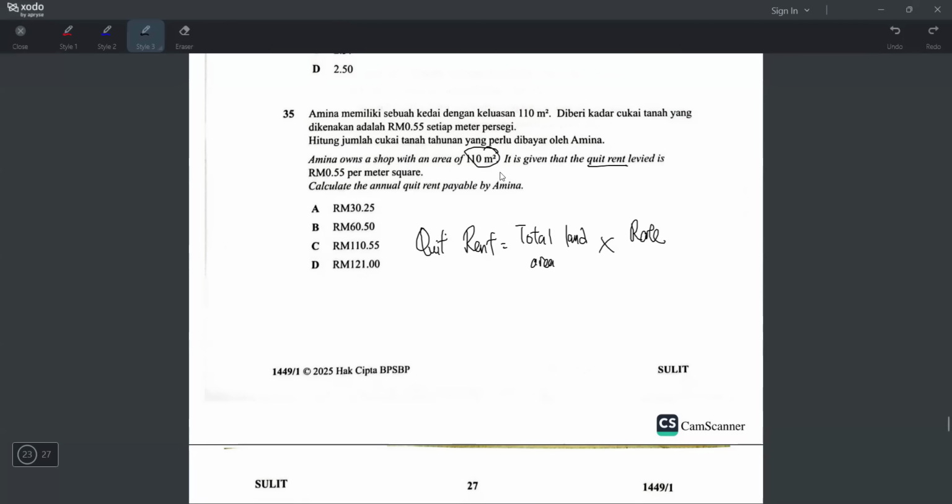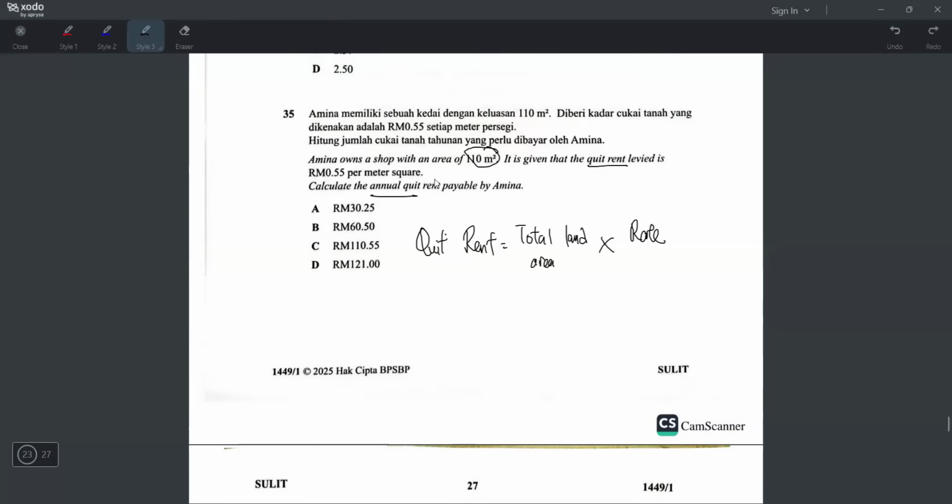The rate. So they already give you the area is 110 meter square, and then the quit rent levy is, this is the rate lah, RM 0.55 per meter square. Per meter square means like kalau 1 meter square you bayar 55 cents. Kalau 1 meter square. Tapi kalau 110 meter square, then you kena darab lah.